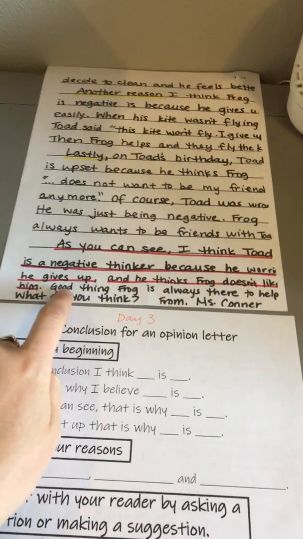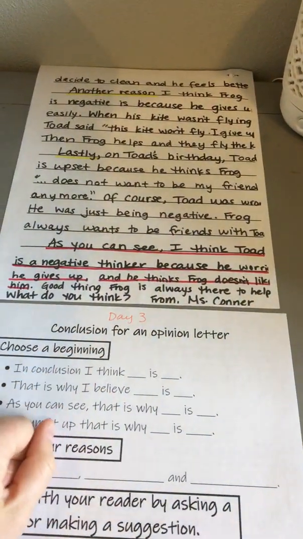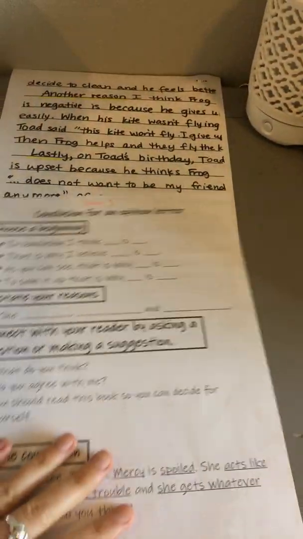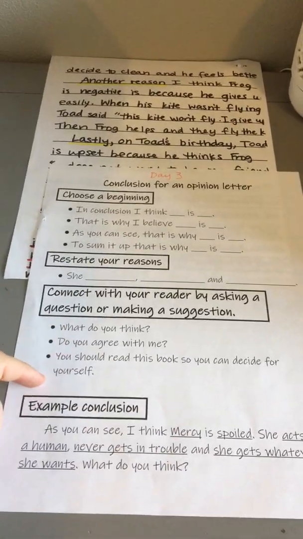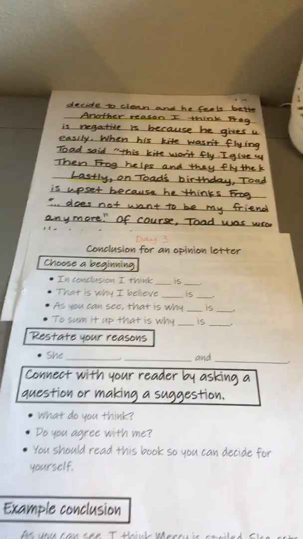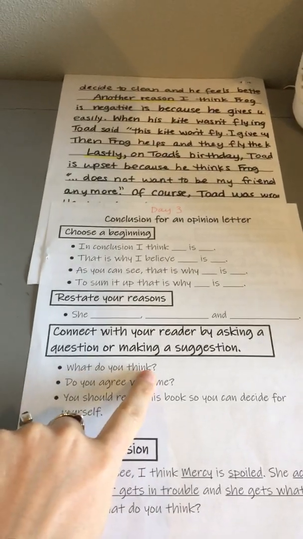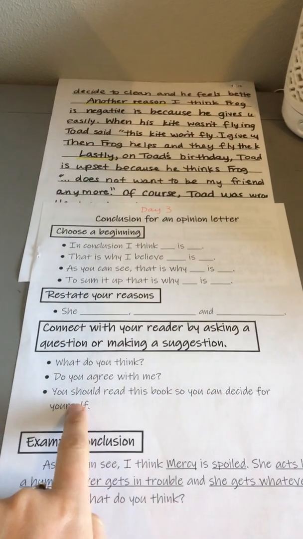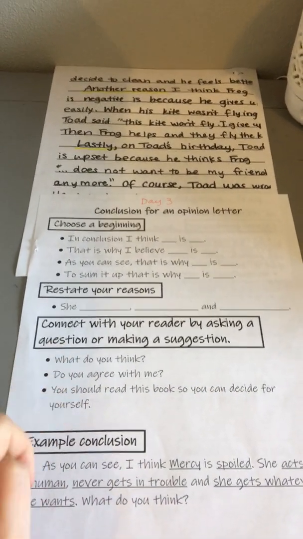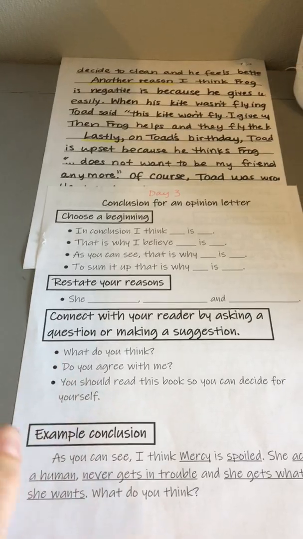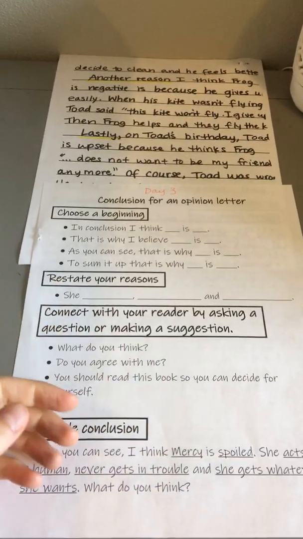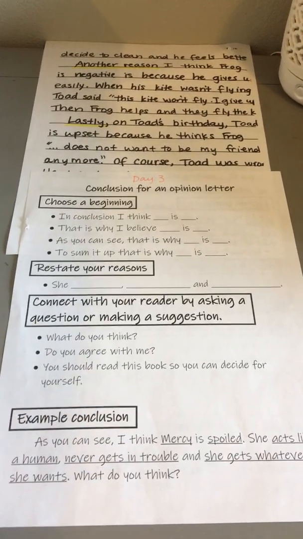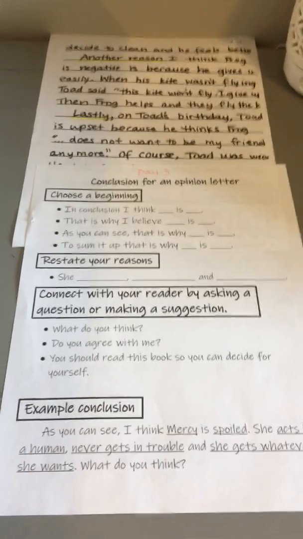I said, good thing Frog is always there to help. What do you think? From Ms. Connor. So I was asking Mrs. Stirk and Mrs. Burrows, that's who I was writing my letter to, I was asking them, what do they think? Do they agree with me? You should read this book so you can decide for yourself. Those are all different ways of ending your conclusion in a very strong way because it makes your reader really interested, and it makes your reader think, wow, they are actually asking my opinion. This is something that I need to pay attention to.